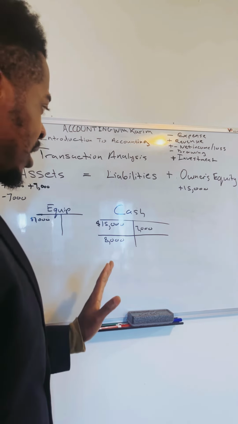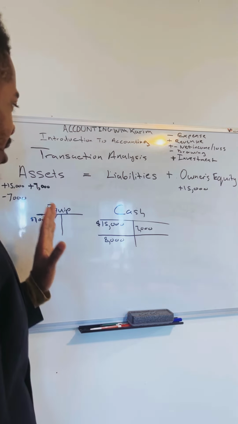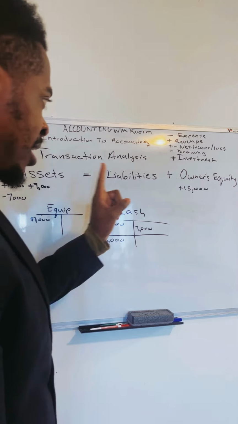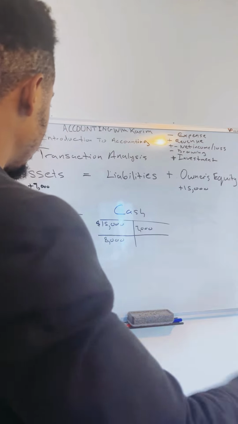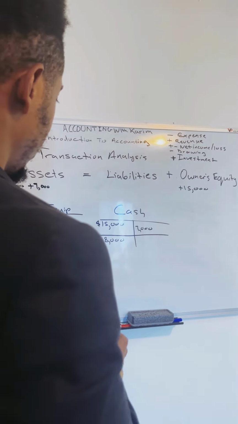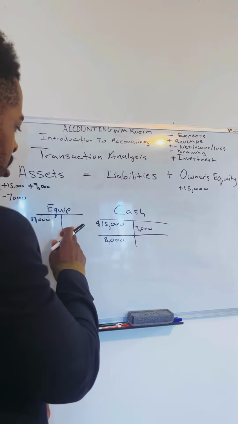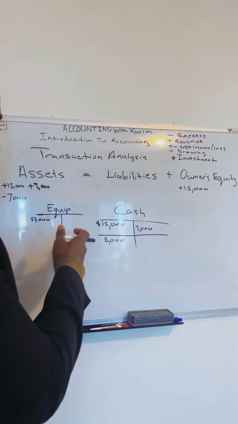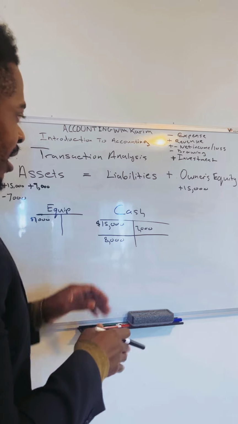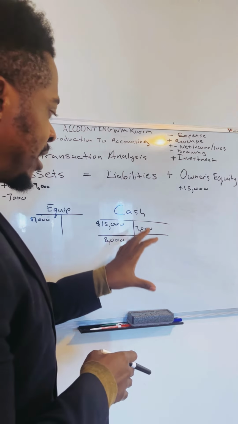so for this transaction, only the asset side is impacted. So there's no liabilities for this transaction. Also, there is no owner's equity for this transaction. So only asset, right? So the accounts that are impacted is equipment. So there's a debit to equipment for $7,000. So equipment went up by $7,000, and cash went down by $7,000.